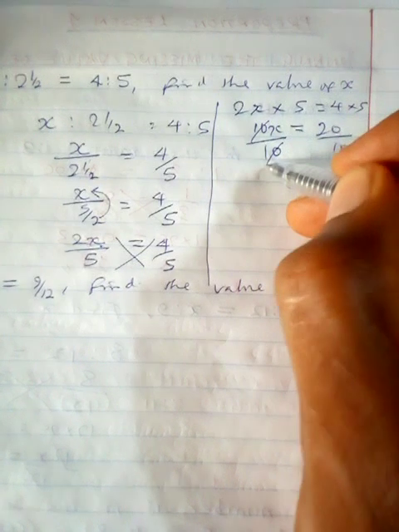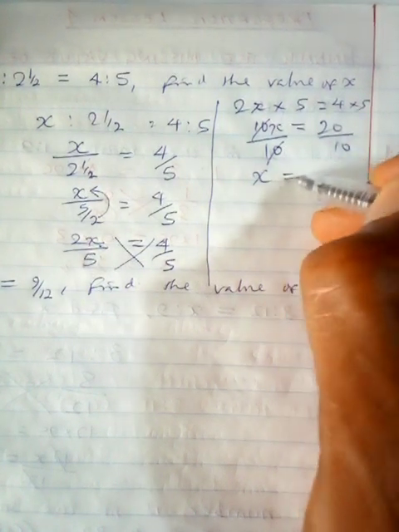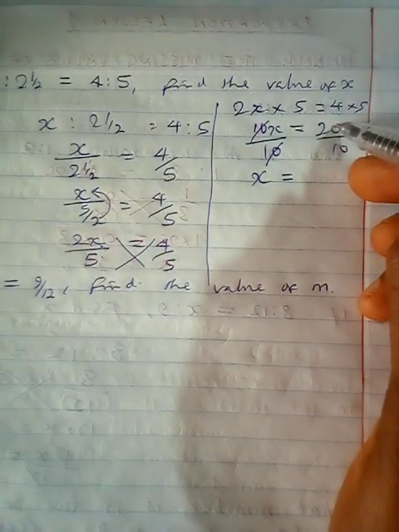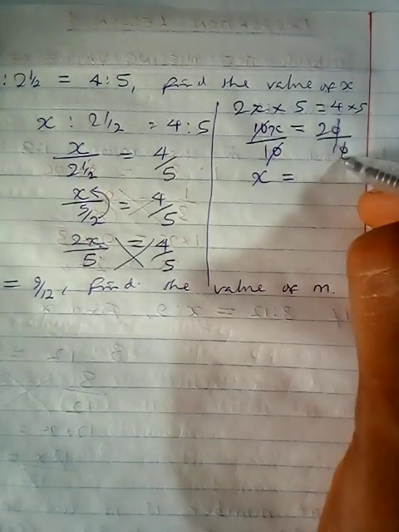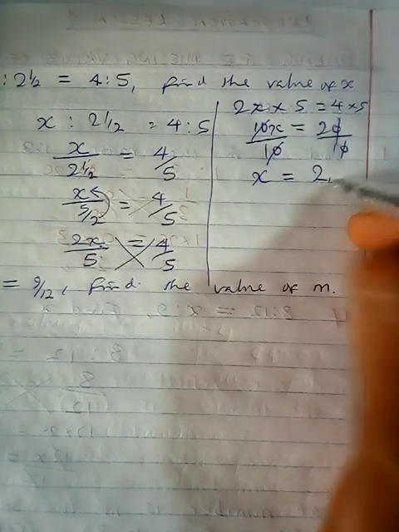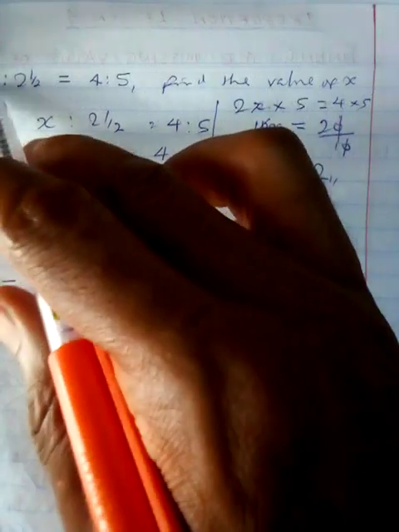So 10 cancels 10, and then we're left with x is equal to 20 divided by 10. Actually, 0 can go with 0 then. What is now left is 2. So our x is 2. The value of this x here is 2.